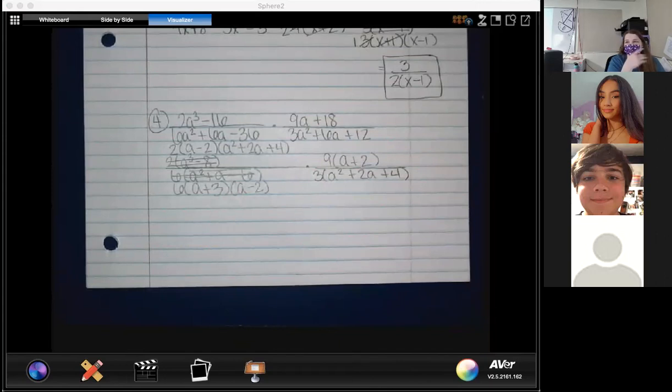So this would be a type of situation that if I wanted to solve for a, I would have to complete the square or do anything like that. But we are only factoring in this scenario. So there's nothing else I can do to that.